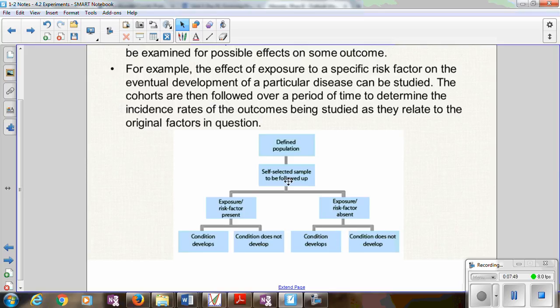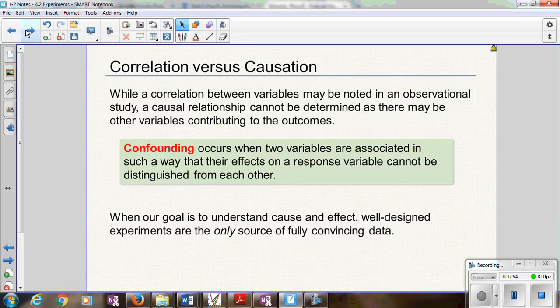And of course, there are other variables that are going to be at play here that, again, make it difficult to determine causation. So let's talk about correlation versus causation. We saw some slides in the last unit that showed you some interesting relationships between variables that were completely unrelated, but yet had very strong correlations. While correlation between variables may be noted in an observational study, a causal relationship can't be determined because there may be other variables that contribute to the outcome. Confounding occurs when two variables are associated in such a way that their effects on the response variable can't be distinguished from the other.